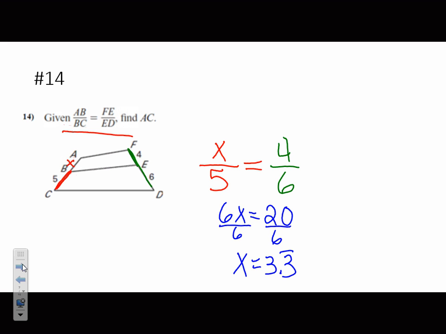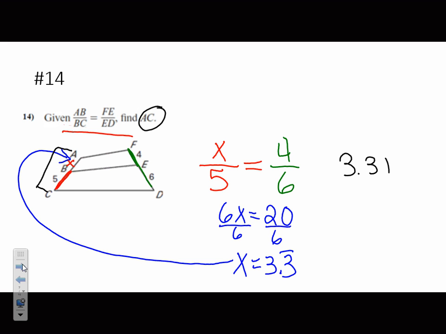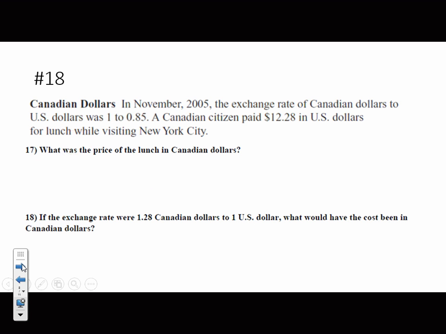Now, x in this problem represents A to B. But they don't want to find A to B. They want us to find A to C. So all I have to do, A to C, is this whole thing right here. I'm just going to add them up. I'm going to say, okay, 3.3 plus 5 equals 8.3. And that is going to be my answer. So that's number 14. Here's number 18.